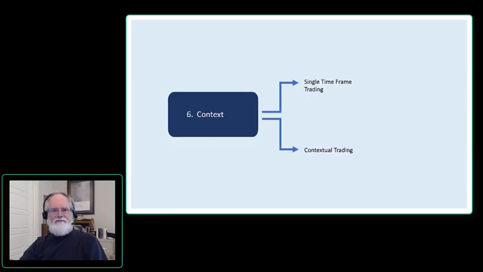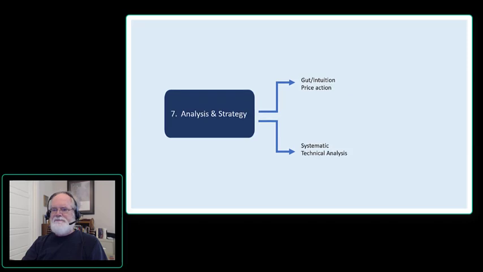Context. Some chat rooms are going to be just single time frame trading. They're going to look at a 1 minute chart, look at a tick chart, whatever, and show you their screens. Other ones are going to do contextual trading where they'll use multiple layers of charts and time frames in order to try to find the best trades.